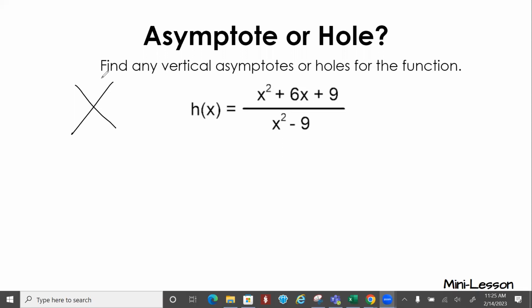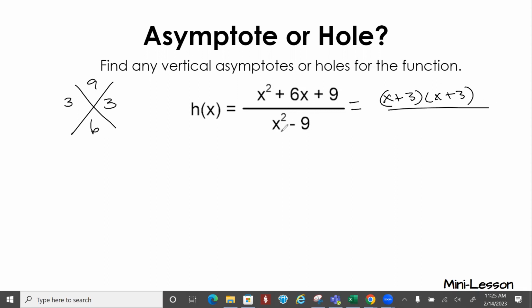A times C is going to be 9. B is going to be 6. What two numbers can I multiply to get me 9, but add together to get 6? There you go. Beautiful. So good. Okay. So this is going to be x plus 3 times x plus 3.